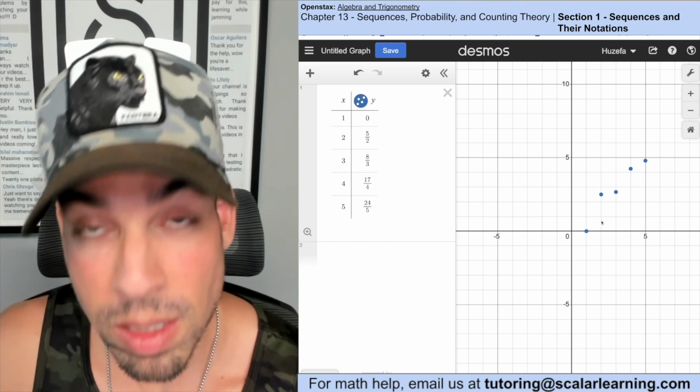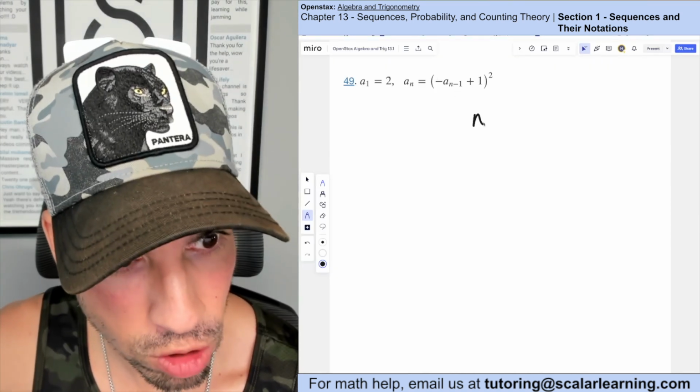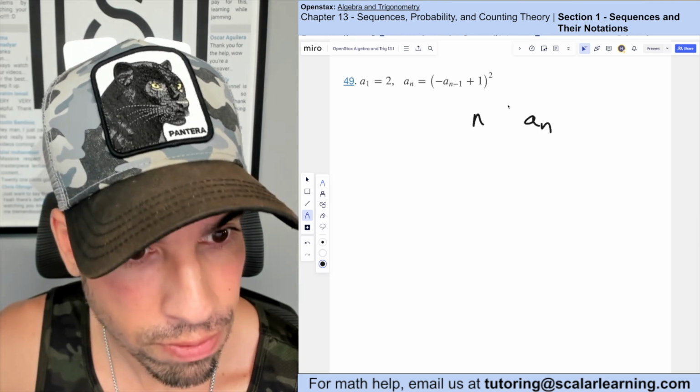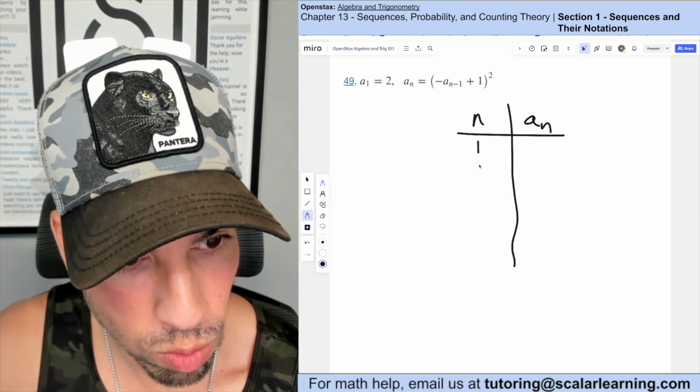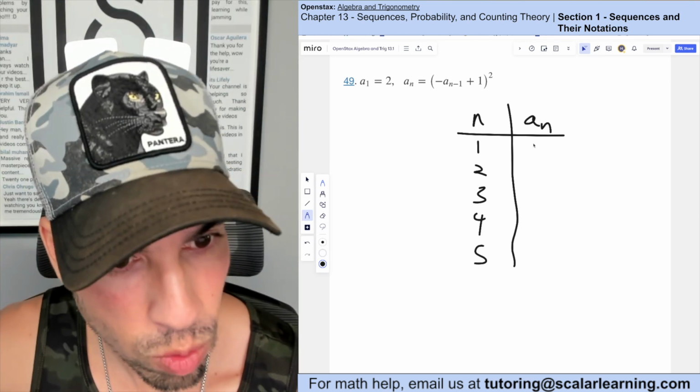These would be the 5 points. That's how you do it. Done. So for this one, we got a recursive formula, it looks like. So let's go ahead and plot out the first 5 terms here. So again, we're going to have 1, 2, 3, 4, and 5 for our n values. And it says the first one is 2.